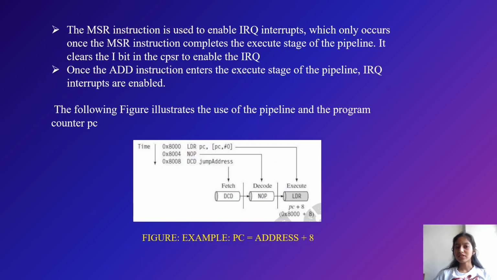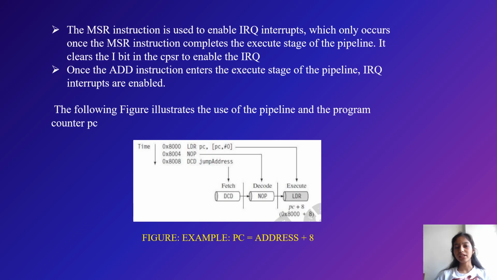The MSR instruction is used to enable the IRQ interrupts, which only occurs once the MSR instruction completes the execute stage of the pipeline. It clears the I bit of the CPSR to enable the IRQ. Once the add instruction enters the execution stage of the pipeline, IRQ interrupts are enabled.